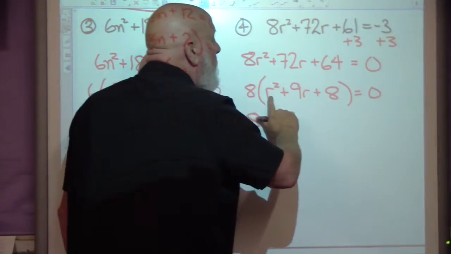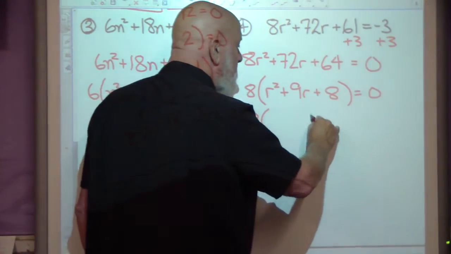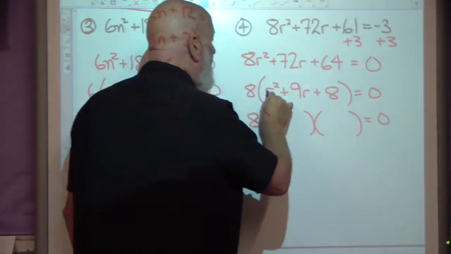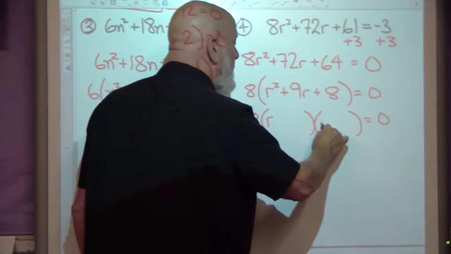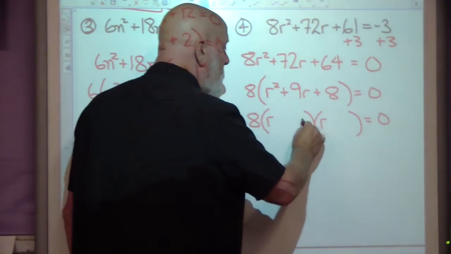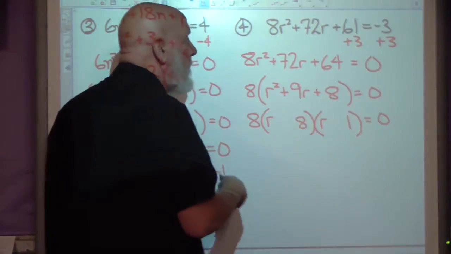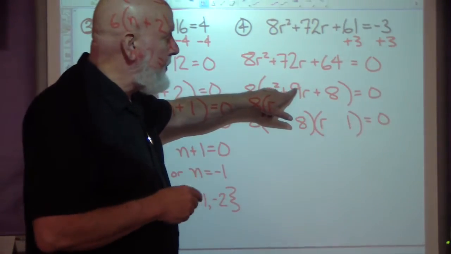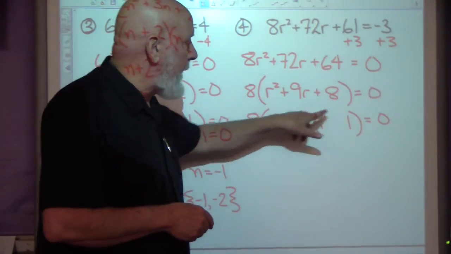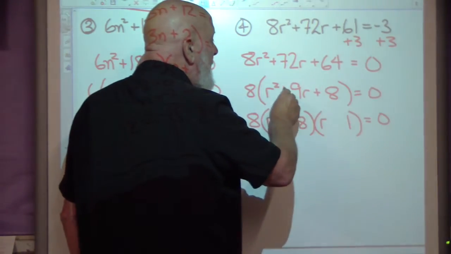Factoring this quadratic trinomial, this 8 comes down. Square root of r squared goes here and here. Factors of 8 that add up to 9 would be 8 and 1. Numbers that I can multiply together to give me 8, and those numbers will add up or subtract to give me 9. In this case, they add up. The factors of 8 are numbers that multiply together to give me 8. Now I want them to add up to positive 9.